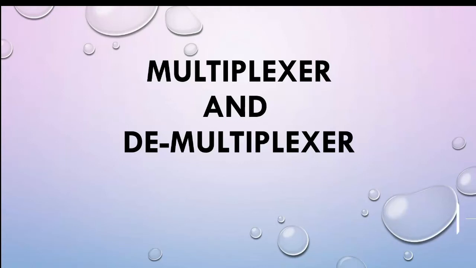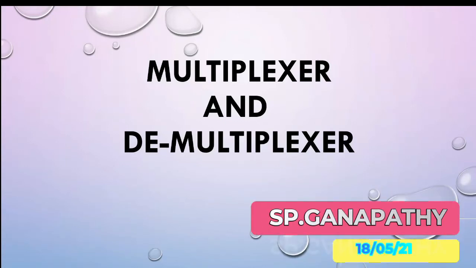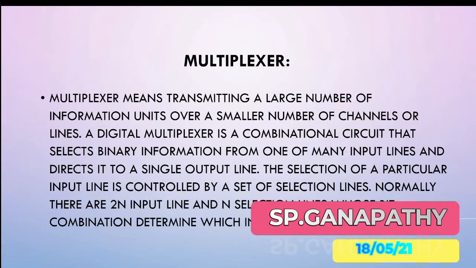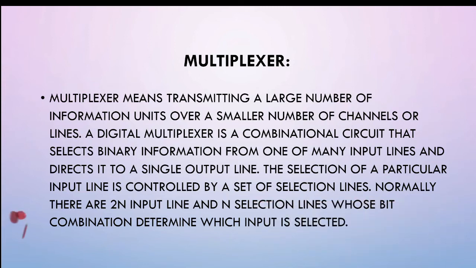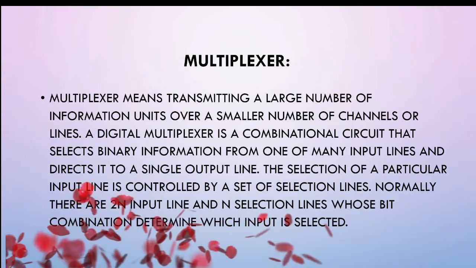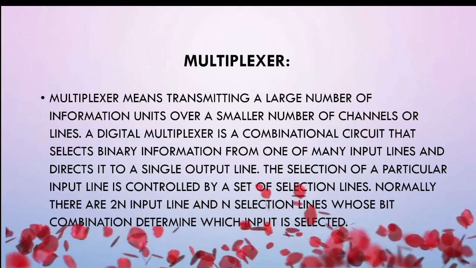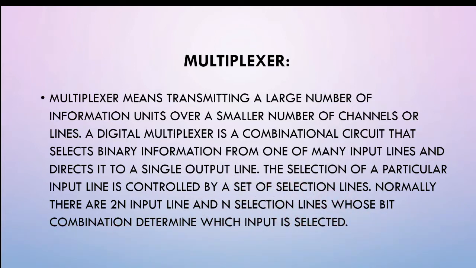Hello guys, in this session we are going to see about multiplexer and demultiplexer. Multiplexer means transmitting a large number of information units over a small number of channels or lines. A digital multiplexer is a combinational circuit that selects binary information from one of many input lines and directs it into a single output line. The selection of a particular input line is controlled by a set of selection lines.